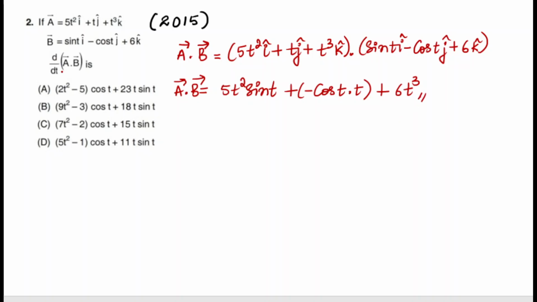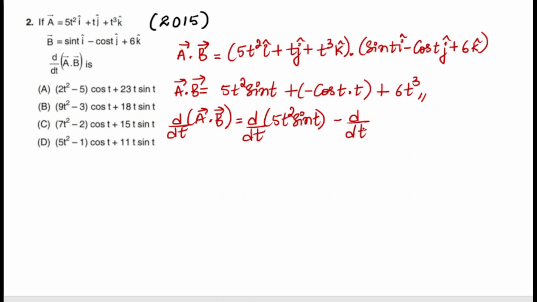Now what they are telling is the differentiation of a vector dot b vector. So differentiation of a vector dot b vector, that is differentiation of 5 times t square sin t. I am going to rewrite again. This is 5 times t square sin t minus differentiation of t times cos of t plus differentiation of 6 times t cube.